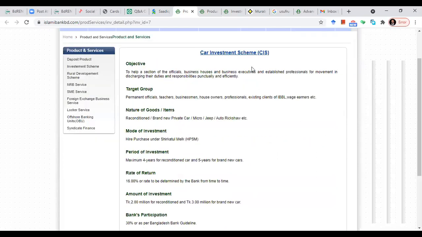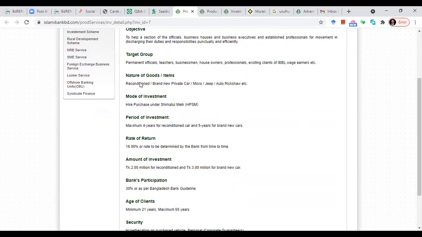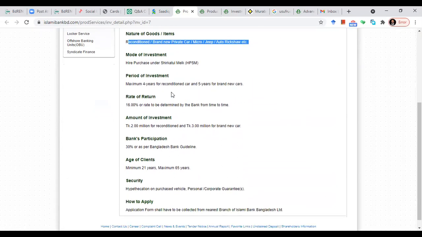Okay, here it is. It is a kind of mudaraba type of facility provided by Islamic Bank Bangladesh Limited, and it is applicable for almost all types of car. You see, it starts from auto rickshaw to brand new private car, and you will get maximum 5 years for a brand new car, and 4 years for a reconditioned car, and 16% markup will be added on the purchase price by the Islamic Bank.